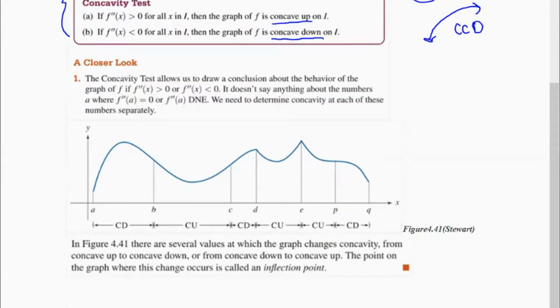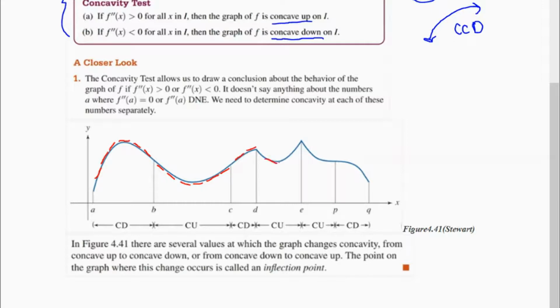If we take a look at the graph here in figure 4.41, you will notice that the concavity of this curve changes several times throughout this domain. One way that we can determine this is that if I were to draw tangent lines along any portion of the graph, I would notice that at some point the tangent line moves from the top of the graph to the bottom of the graph.